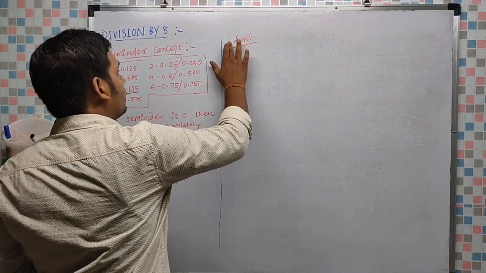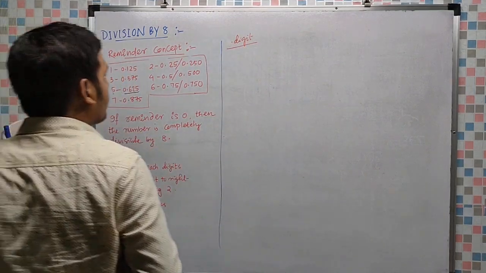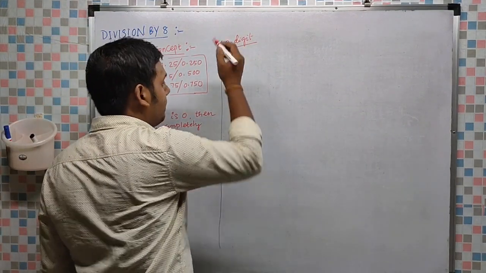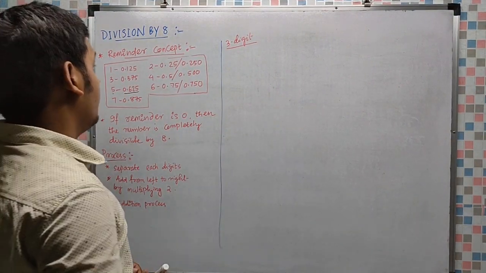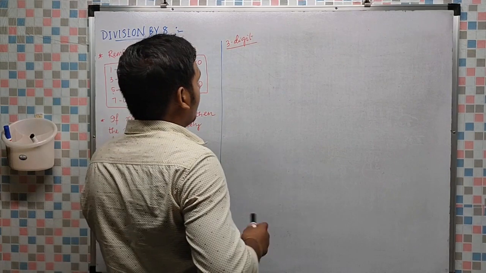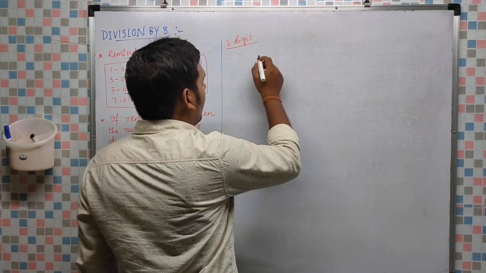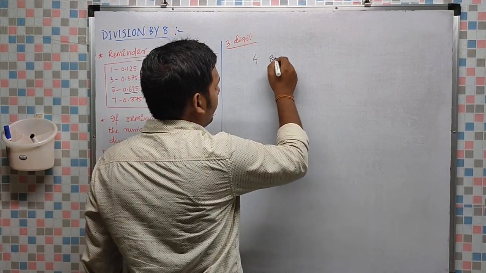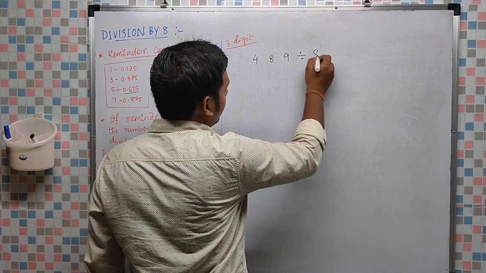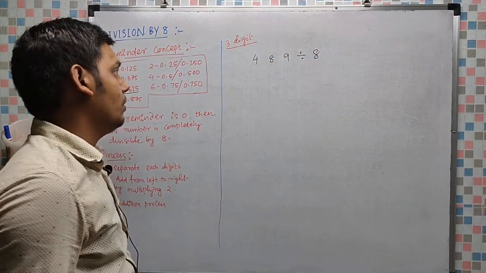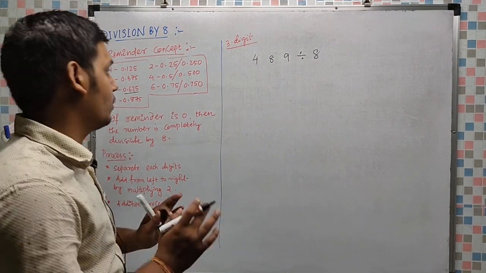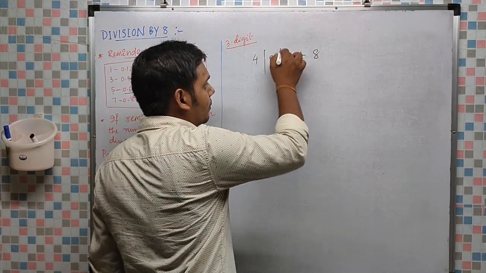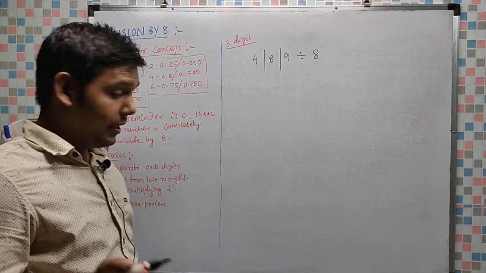We are going to do a 3-digit number. Same method, nothing you have to change. So I'll take any 3-digit number, say 489 divided by 8. So first what I have to do? Separation of digits. That rule is the same. I have separated.